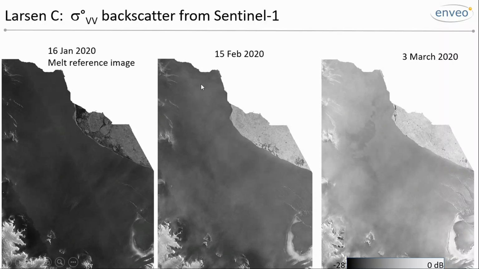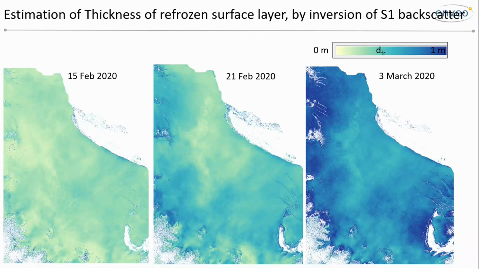We use here 15th February and 3rd of March, and you see an increase at the end of the melting period. This is in Antarctica. In March we are going towards the winter period, and we see a gradual increase in principle of the backscatter. Applying this method, we can estimate the thickness on the different dates. So this is 15th of February.